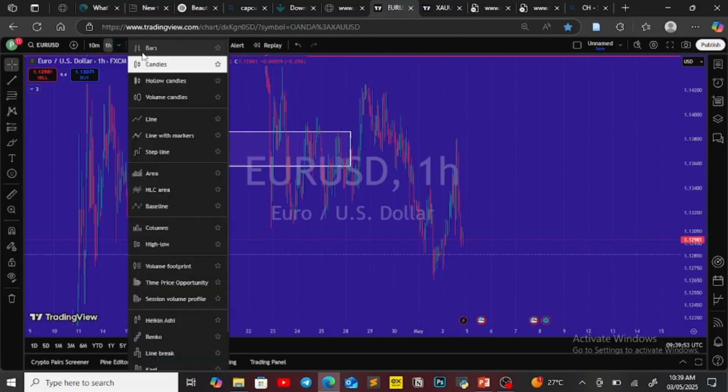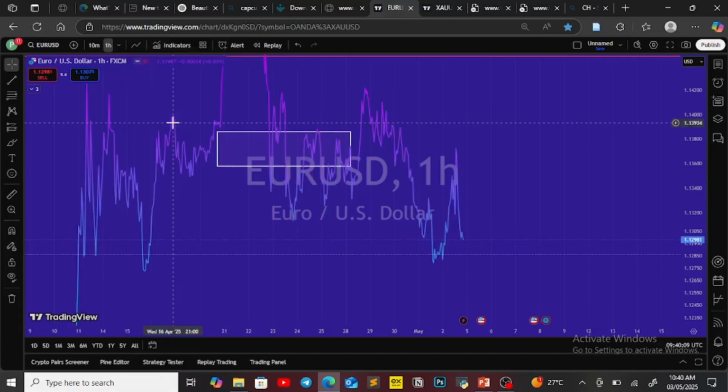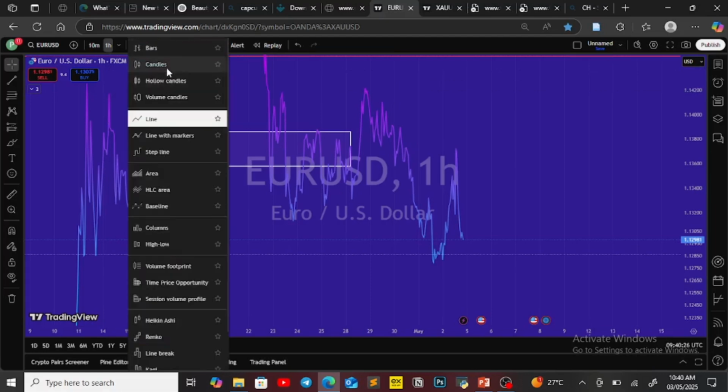Here we have the chart types. We have the bars, the candles, the hollow candles, the volumes, the lines, line markers, step line, everything like that. If you want to change it to lines, you can see the market change to lines. During analysis, for instance, here we have the drawing tools. You can use these lines to mark the key areas on the chart. Let's just switch back to the candles.